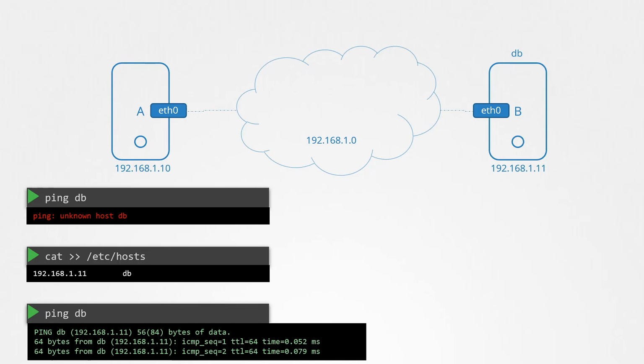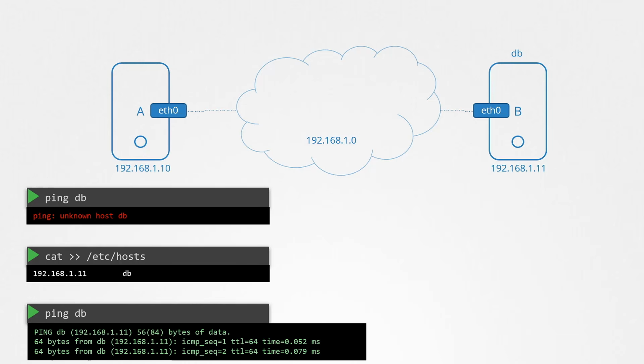Now there is an important point to note here. We told System A that the IP 192.168.1.11 is a host named DB. Host A takes that for granted. Whatever we put in the /etc/hosts file is the source of truth for host A. But that need not be the truth. Host A does not check to make sure that System B's actual name is DB.